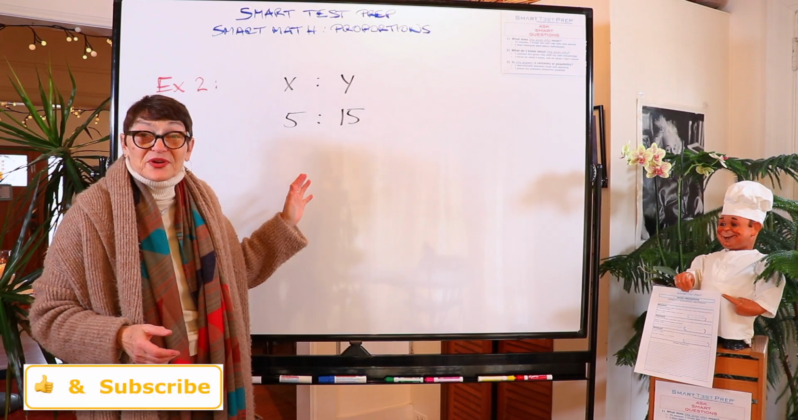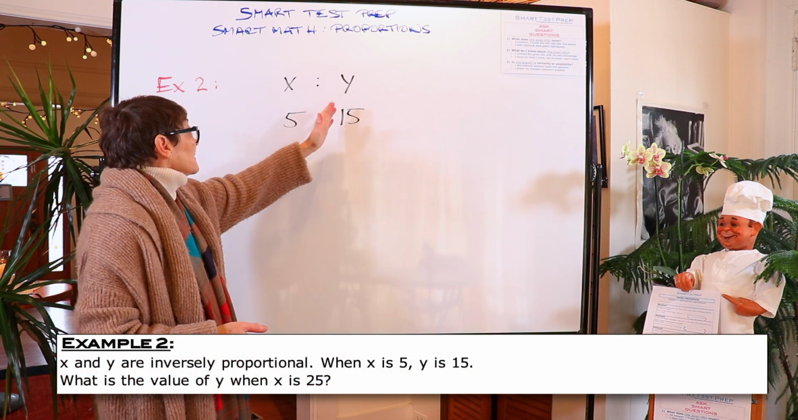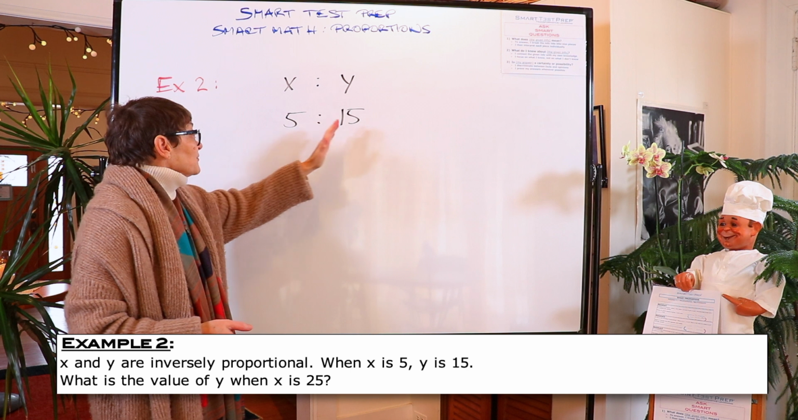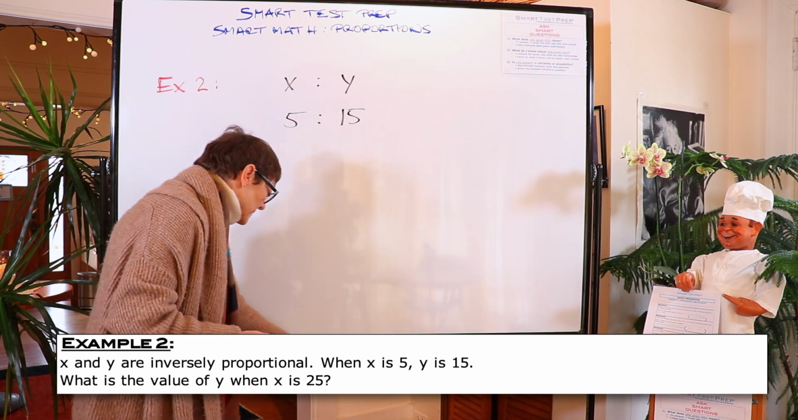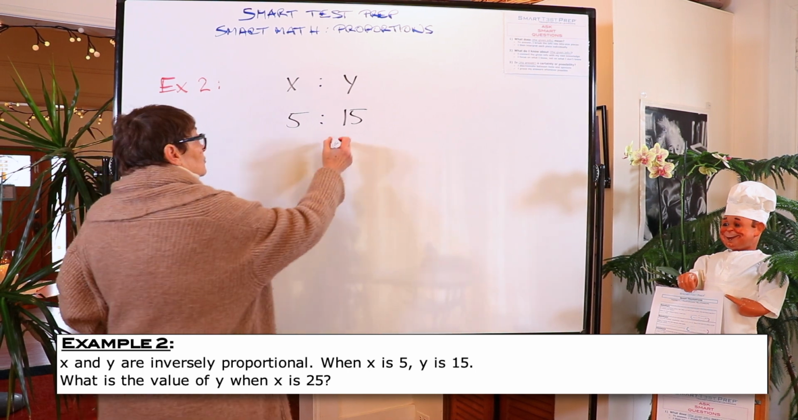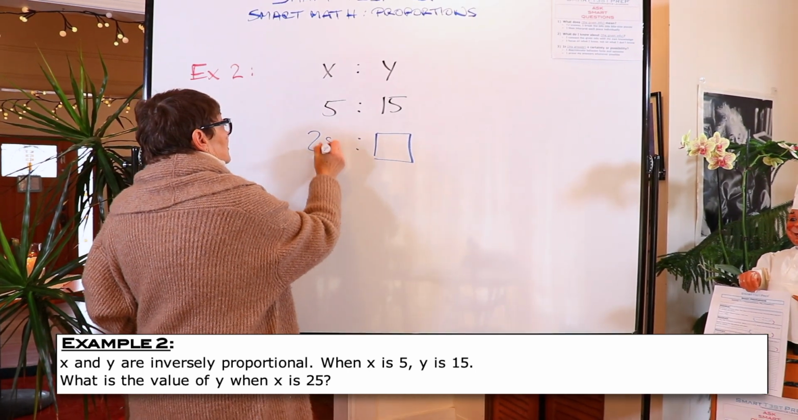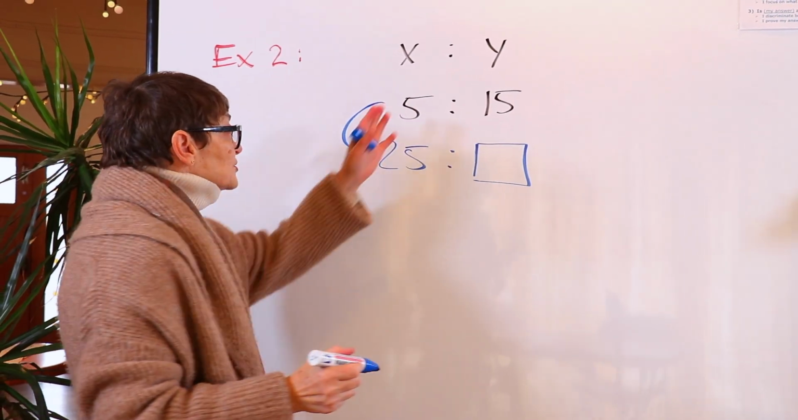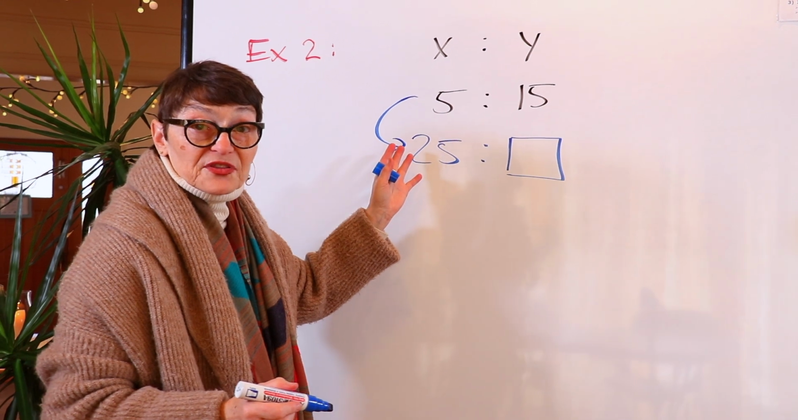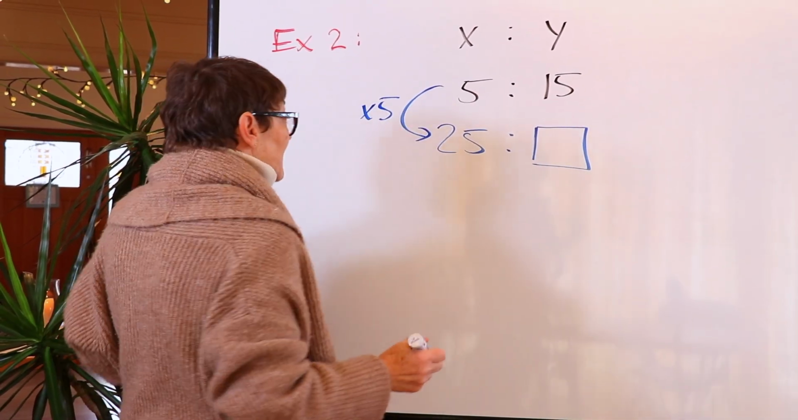In example 2, we have an inverse relationship between x and y. And we're told that when x is 5, then y is equal to 15. Now the question is, what happens to y when x increases to 25? So again, I start by just looking what happens on the x side. From 5 to 25, I multiply by 5.